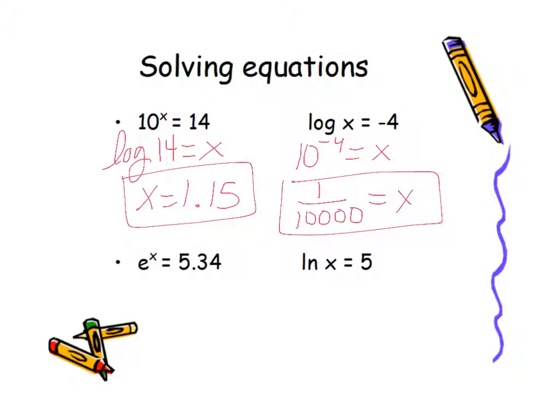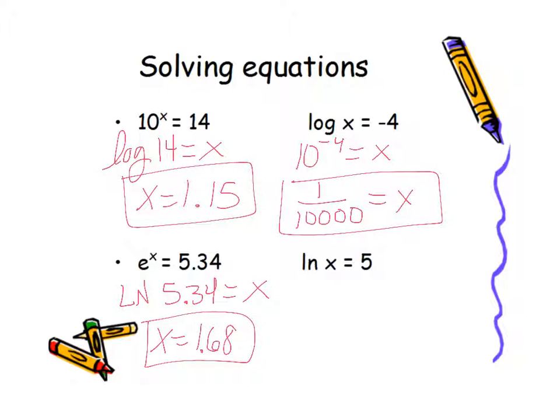Let's try some of those with the e value. This next one is very similar to the one we had up here, only it's a base e instead of a base 10. When I switch this to a logarithm, instead of writing log base e, I'll write natural log, and don't put the little base on it. Natural log of 5.34 equals my exponent, which makes it really simple. Just evaluate it in your calculator, and you get x to be 1.68.